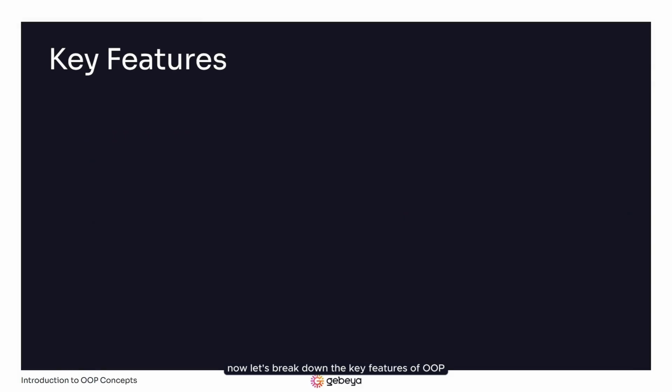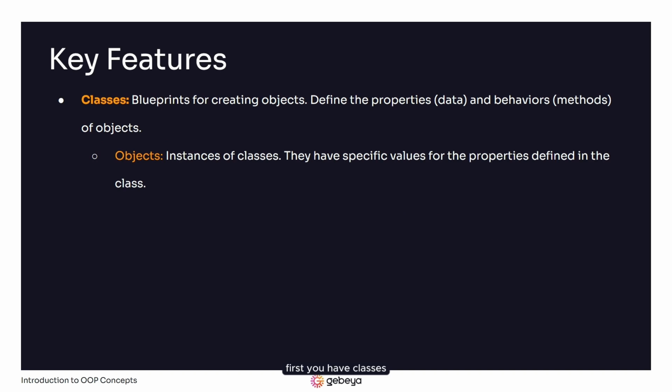Now, let's break down the key features of OOP so you can clearly see why it is such a powerful approach in programming. First, you have classes, which are blueprints for creating objects. They define the properties, which are your data, and the methods, which are the behaviors of the objects. Next, you have objects, which are instances of these classes. Each object will have its own specific values for the properties defined in a class.